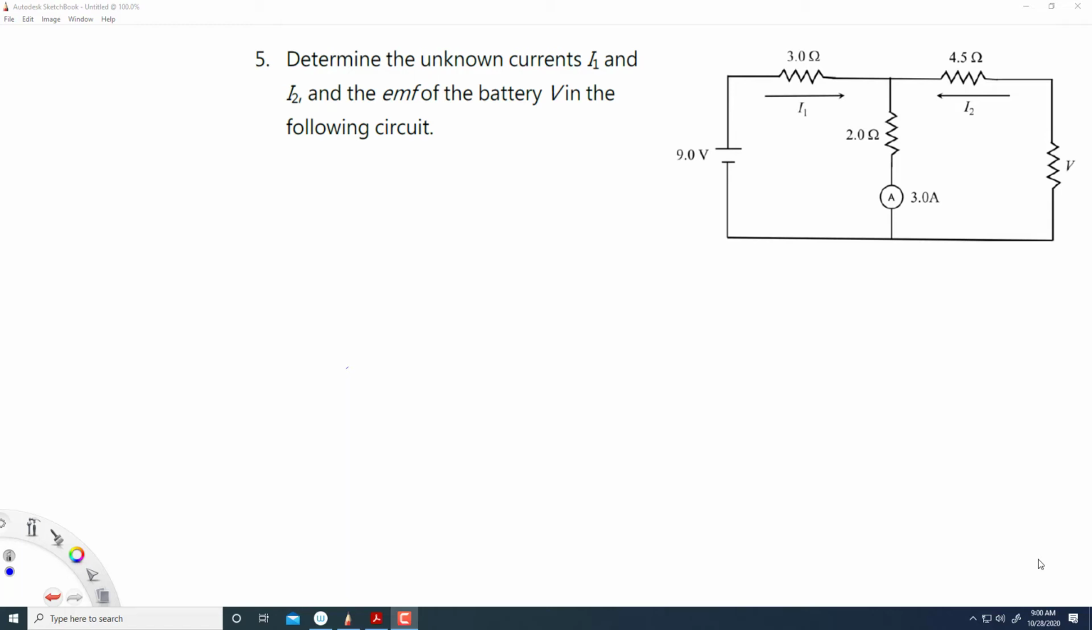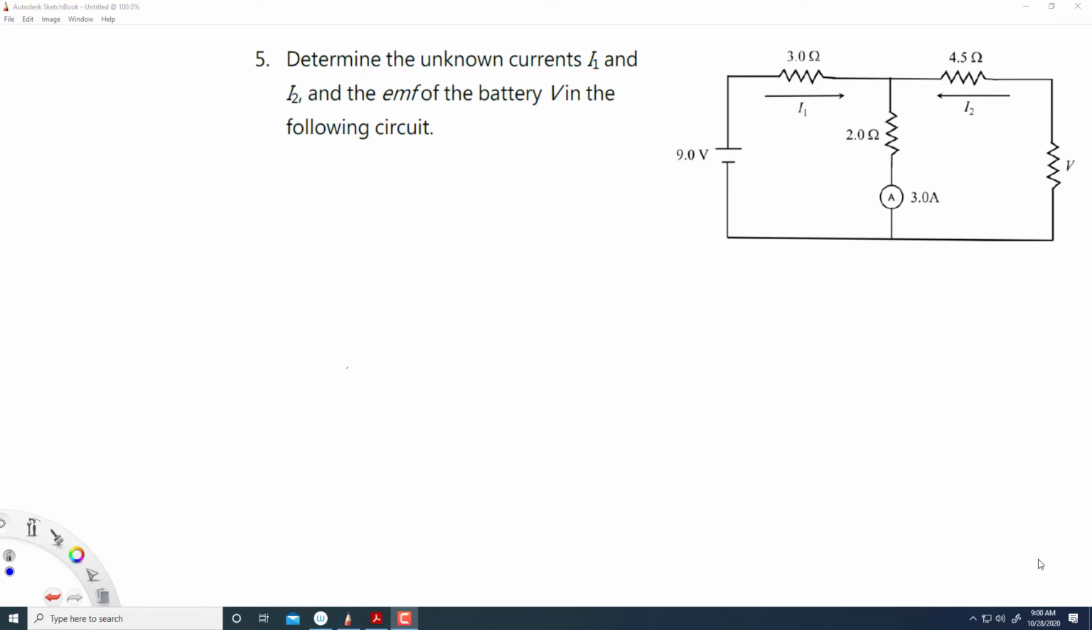So we started Kirchhoff's rules in the last lecture, and there are two Kirchhoff's rules. One is called the Junction Rule and the other one is the Loop Rule. We'll apply those two rules to solve this problem. This question is from your worksheet 9.